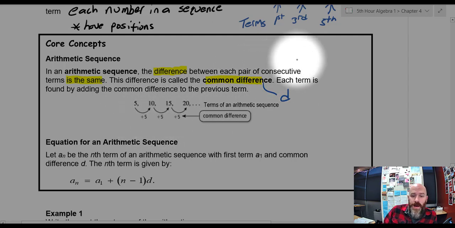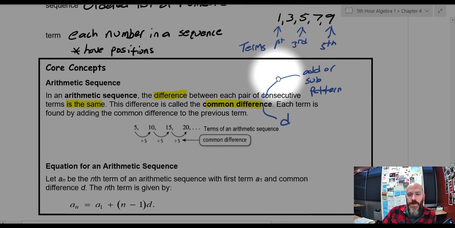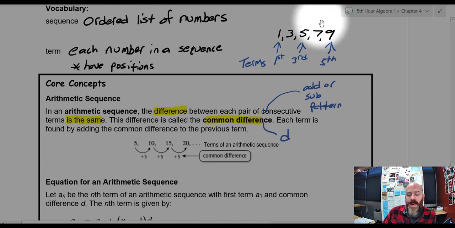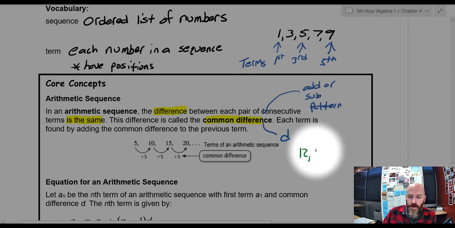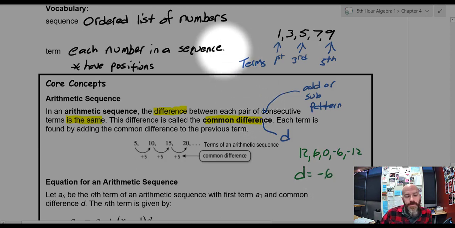Another thing is your common difference. Arithmetic sequences mean we have an adding or subtracting pattern. So if I look at the one I just wrote up here, the pattern is I'm adding 2 every time. Another example could be 12, 6, 0, -6, -12. And this one, my common difference is subtract 6 because between each term, I am subtracting 6.